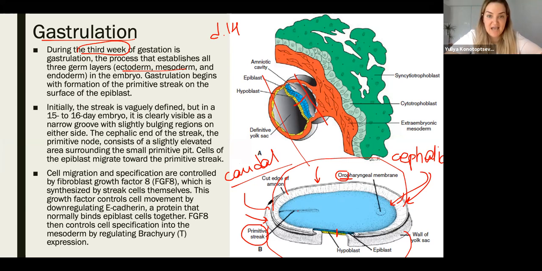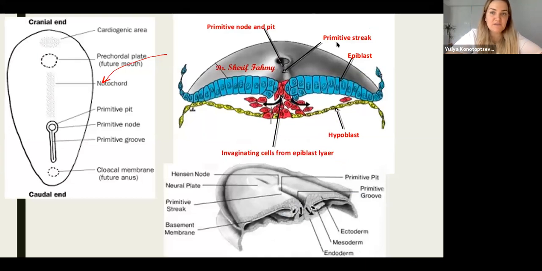We can see exactly the same picture here. It's just a bit different view. Do you see? This view is more from the superior point of view. This is the cranial end of the embryo. This is the caudal end of the embryo. This structure right here is your primitive streak, right? This is the primitive streak right here.